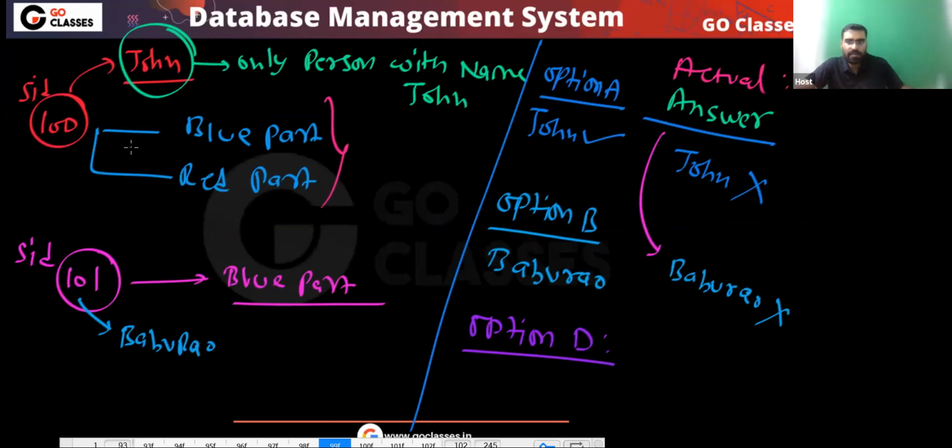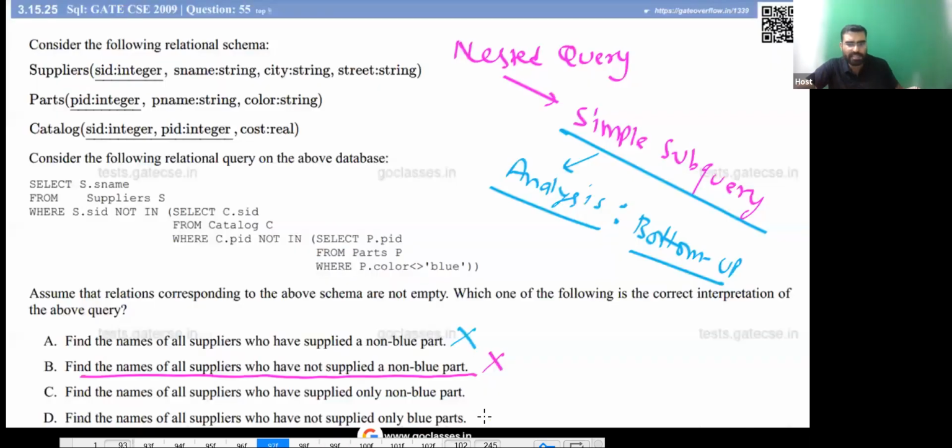For example, will this John be in the answer or not? Just tell me. In option D, will John be there or not? Did John supply only blue parts?